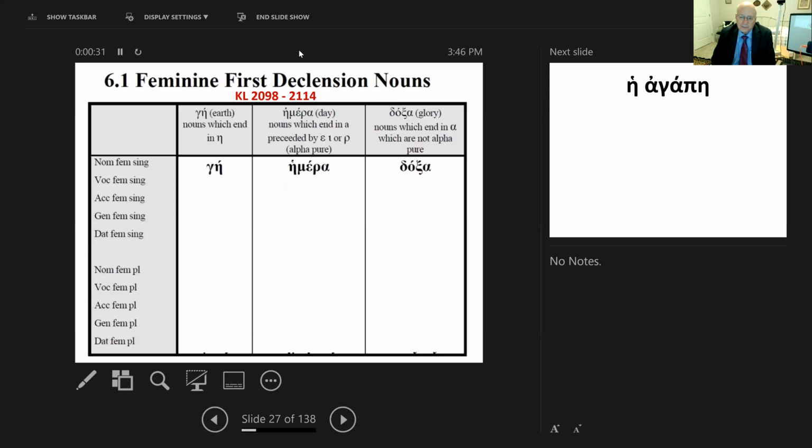He breaks these down for you, just like in this chart at the beginning of chapter 6. We have eta nouns like ge, earth, and we have alpha pure nouns, or what I call Old MacDonald, E-I-E-I-O, or rho pure nouns, hemera.